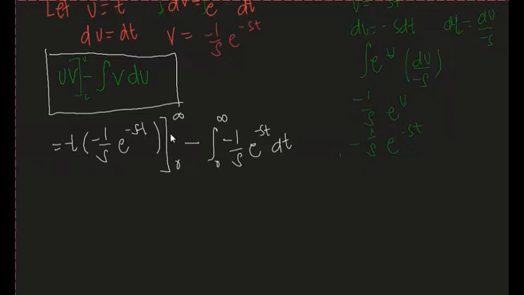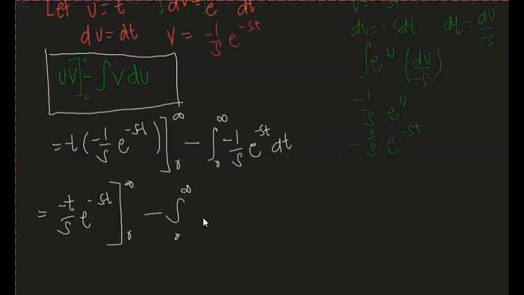So, after that, we evaluate first the left side of our equation in this part. We will have this equal to negative t over s e raised to negative st, evaluated from 0 to infinity, minus the integral from 0 to infinity of negative 1 over s e raised to negative st dt.